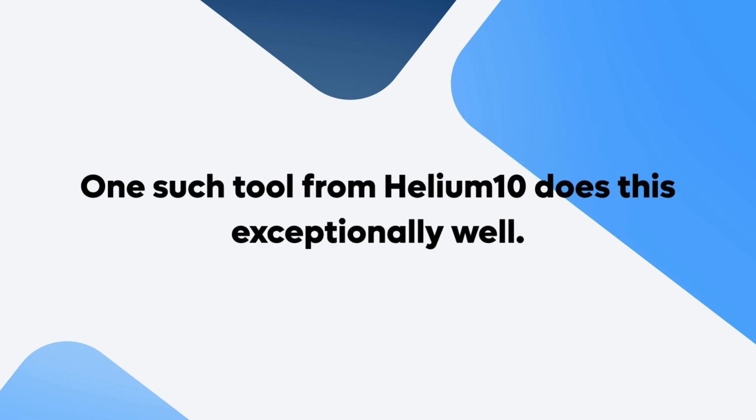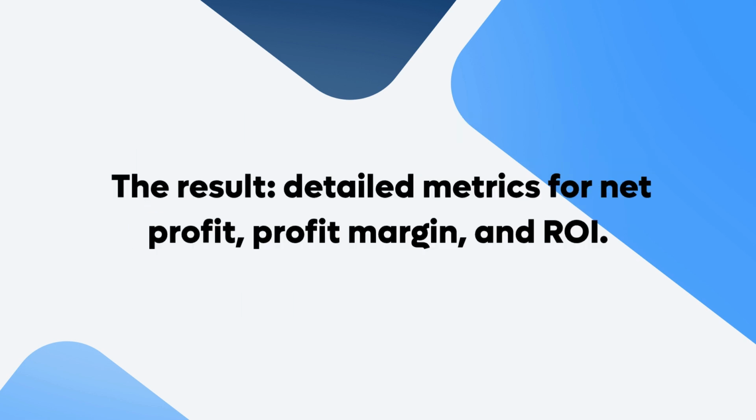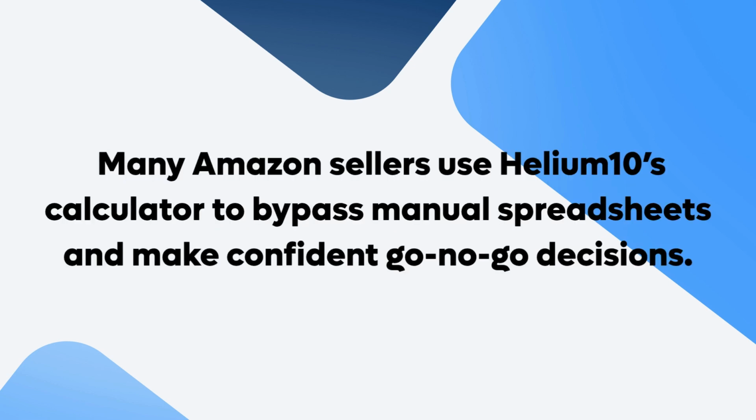One such tool from Helium 10 does this exceptionally well. It automatically populates many variables such as dimensions, weight, size tier, and fees. You then input your actual costs like manufacturing, shipping, and duties. The result? Detailed metrics for net profit, profit margin, and ROI. Many Amazon sellers use Helium 10's calculator to bypass manual spreadsheets and make confident go-no-go decisions.